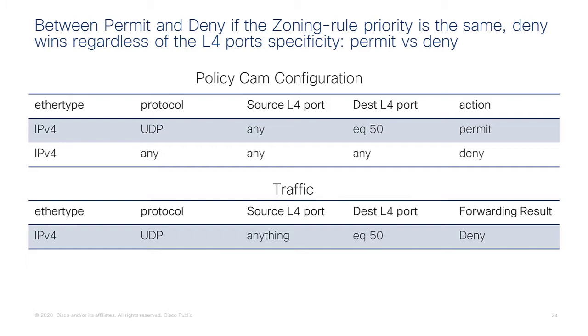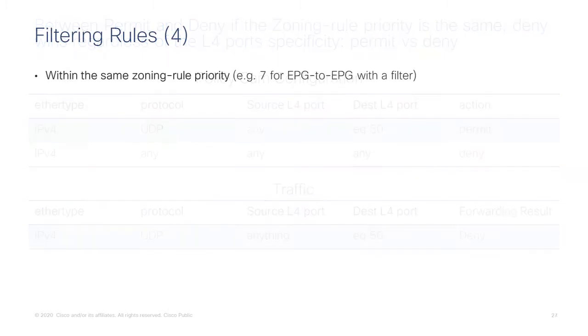This is the key point, okay? So traffic with destination port 50 hits the deny rule and not the permit rule. And that's because the deny rule has higher priority over permit rules by default, okay? It can be changed, but by default it has priority over the permit rules. And we're gonna talk about how to change that later. Okay, so let's talk about the filtering rule number 4, which is the last one.